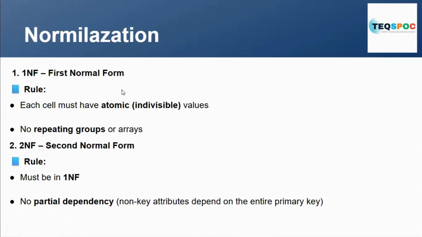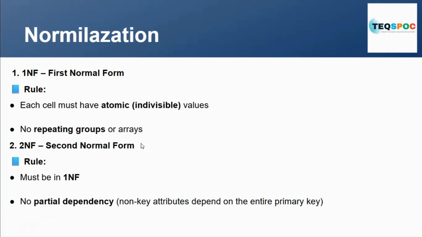So what happens in 1NF, the first normal form? The rule is each cell must have an atomic value, that is an individual value. Okay, no repeated groups or arrays will be present here. That basically comes under 1NF. Then we have 2NF, the second normal form. The rule is it must satisfy 1NF, meaning atomic values, and no partial dependency, meaning non-key attributes depend upon the entire primary key. That should be the second. Okay, this is a theoretical thing, you have to remember it.